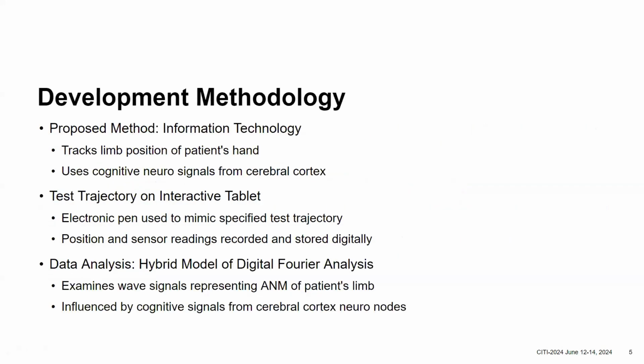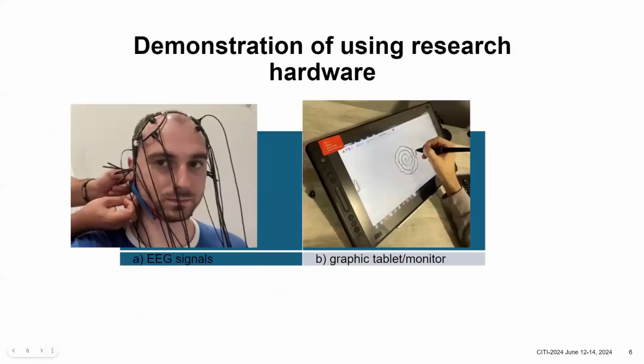Our methodology includes tracking the position of the patient's hand, and at the same time, we record signals of the cerebral cortex of this patient. For position tracking, we are using an interactive tablet with a special electronic pen. The recorded data is then processed and analyzed by the developed software. Here on the left picture, you can see the device for recording signals from the cerebral cortex, and on the right picture, the tablet with the spiral and the pen for recording those movements.